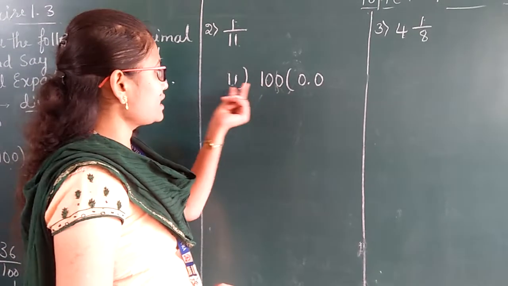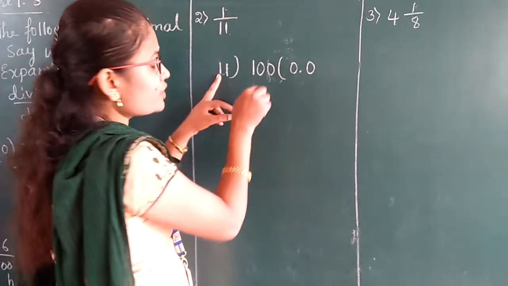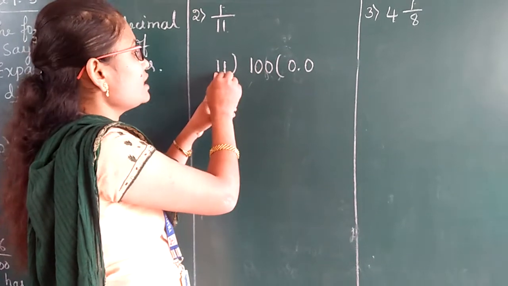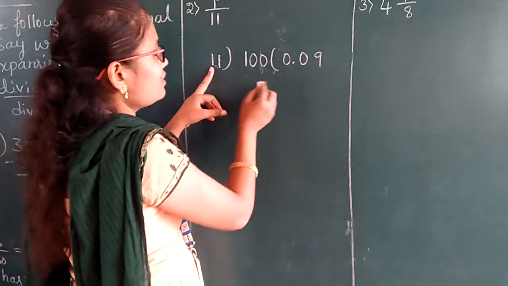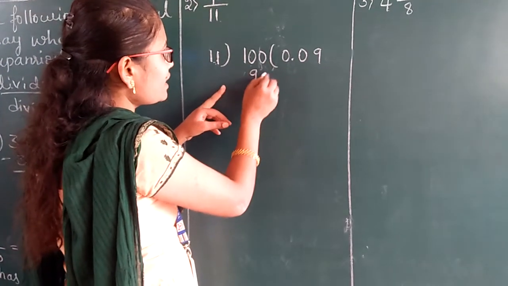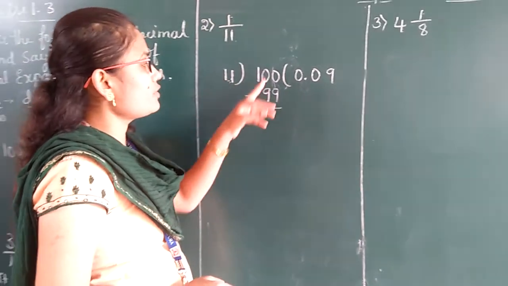No, 100 will not occur in the multiples of 11. So what do we have to do? Now we have to take the nearest multiple of 11 for 100. Now see, 11 nines are 99. So we have to take the nearest multiple of 11 for 100.